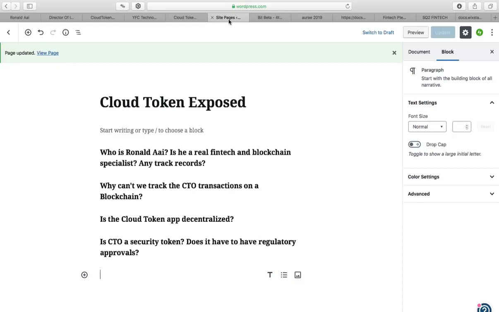There is an Etherscan address, but you can only see 4 addresses on that one, which cannot be because we have a lot more users joined already, almost 250,000 users meanwhile, so there must be more addresses on the Etherscan. And then the next thing, is the Cloud Token app decentralized? And are our funds that we put into Jarvis actually decentralized? Okay. And then the fourth question, is CTO a security token, and does it have to be regulated? Right? Okay, let me start with the first one.